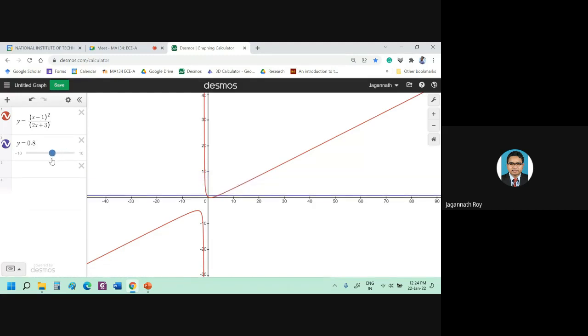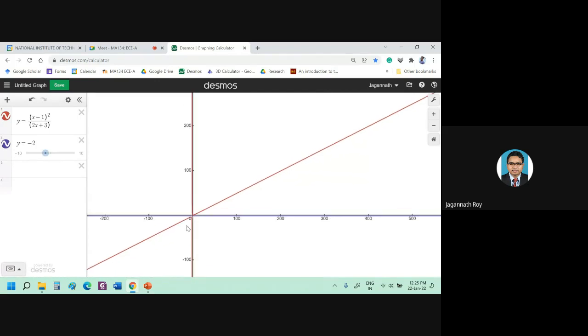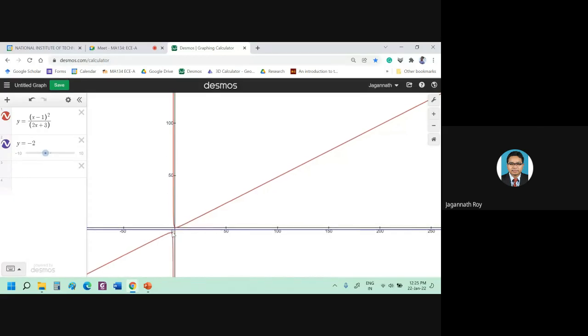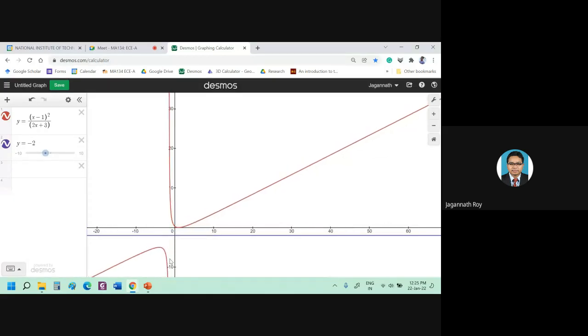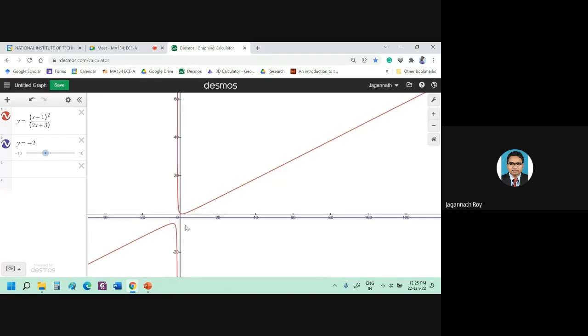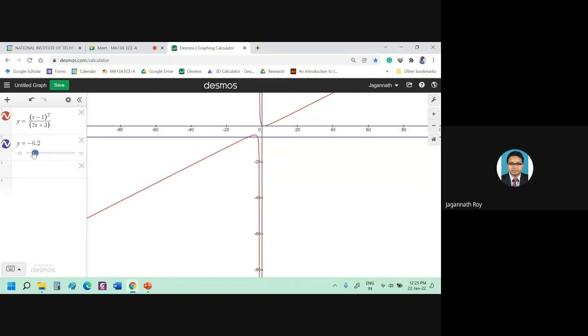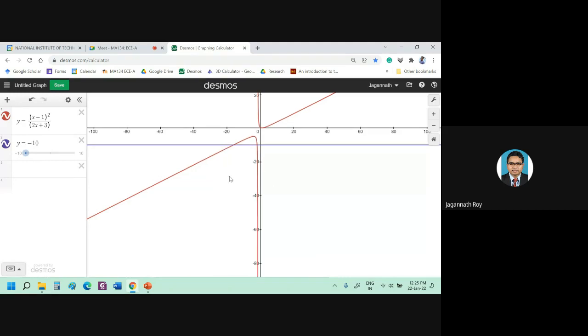Here you can see, if you take these points, you may think that y equals -1 or -2 is not going to intersect. But if you zoom, maybe it looks like they are actually intersecting. At some point they will intersect, but apparently it is not intersecting yet. But if you increase the negative value, that means -7, then they are actually intersecting.